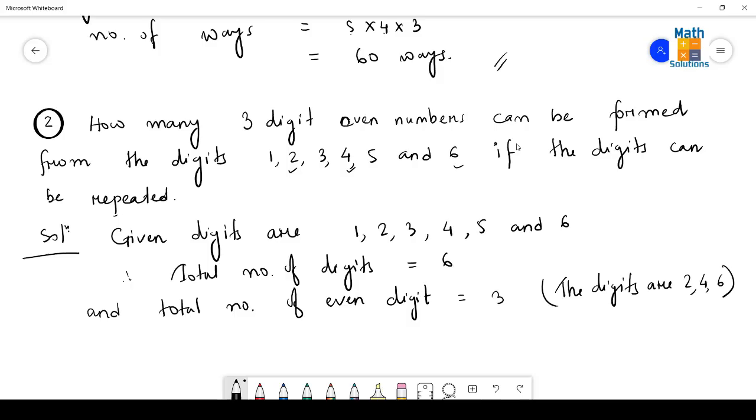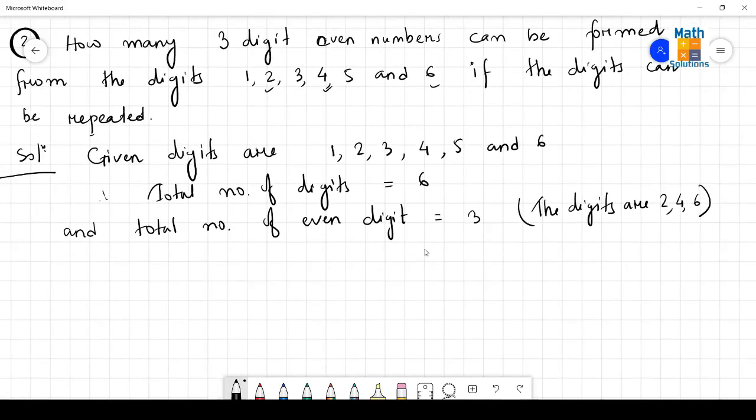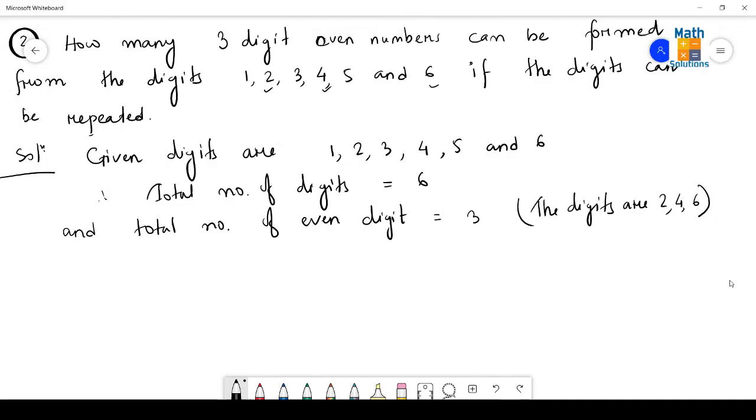Therefore, after this we have to construct a table. 3 positions we have to construct for ones place, tens place and hundreds place. So this is the table. So this is ones place, then tens place, then hundreds place. Okay. So in the ones place, there is only one option left. That is what? We have to put only the even digits.